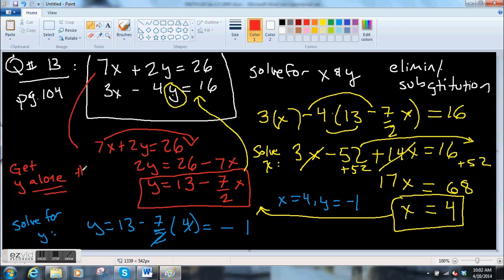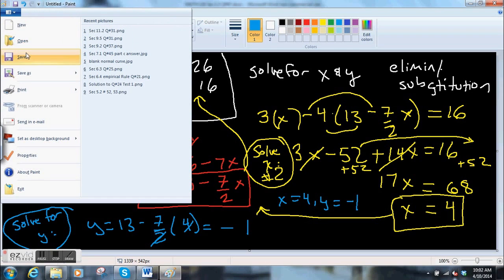So if you wanted to break this down into some sort of pattern, this would be step number 1, get y alone. Step number 2, solve for x. And step number 3 is solve for y. And you can always check your answers.